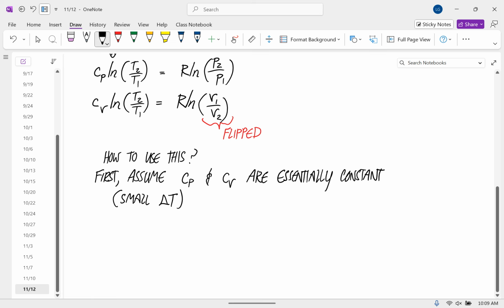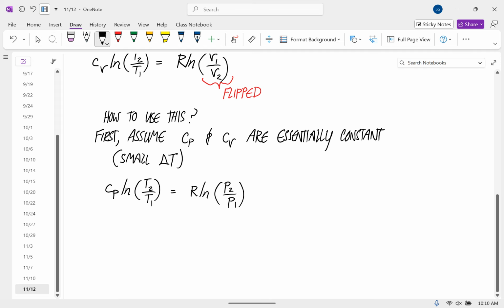So let's start with this first one that says Cp times the natural log of T2 over T1 is equal to R times the natural log of P2 over P1. So I'll write this as natural log of P2 over P1 is equal to Cp over R times the natural log of T2 over T1.